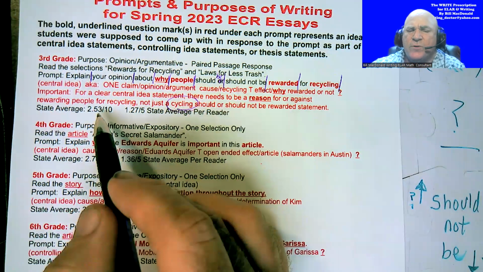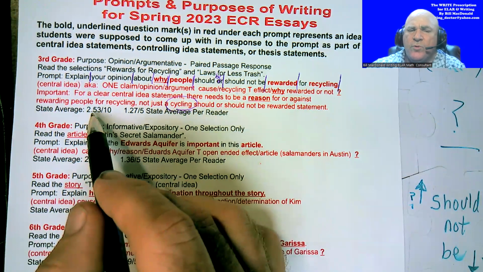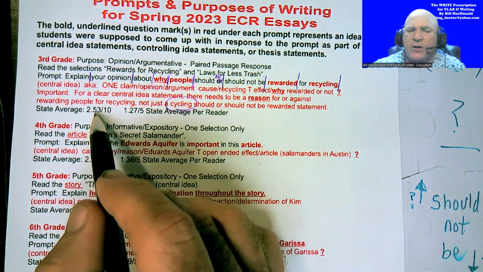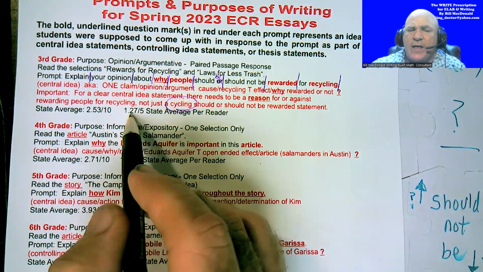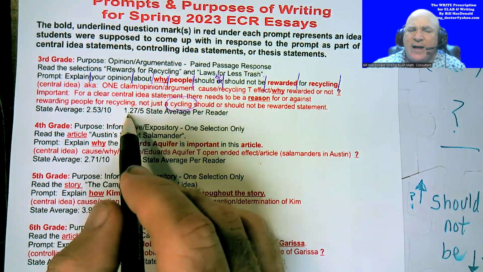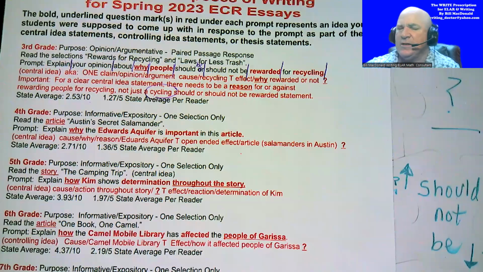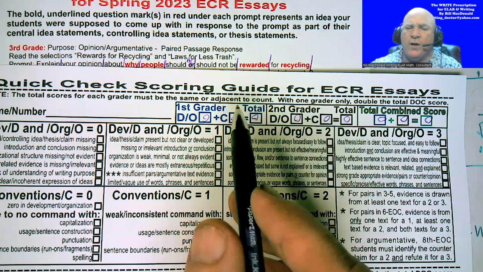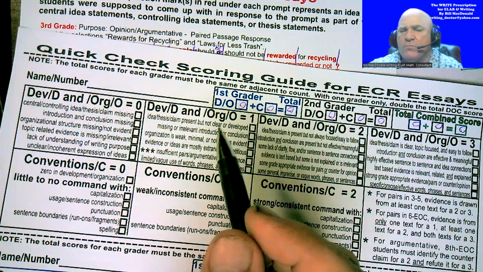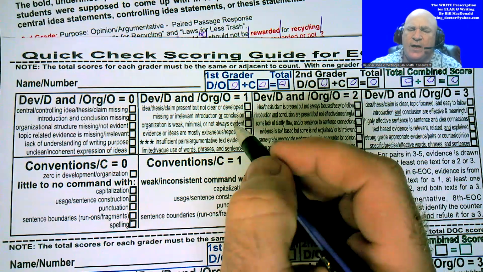Okay. For the state average, out of 10 possible points from two readers, it got 2.53, 2 and 53 hundredths out of 10 points, which means when I divided that by the two readers, each grader gave the student an average of 1 and 27 hundredths. So what that means in this case, when you look at my quick check scoring guide, for the zero, it means that they had to give a zero on everything, but an average of 1.25 means that most of the students ended up getting a 1 on development and organization and probably a 0 in conventions.